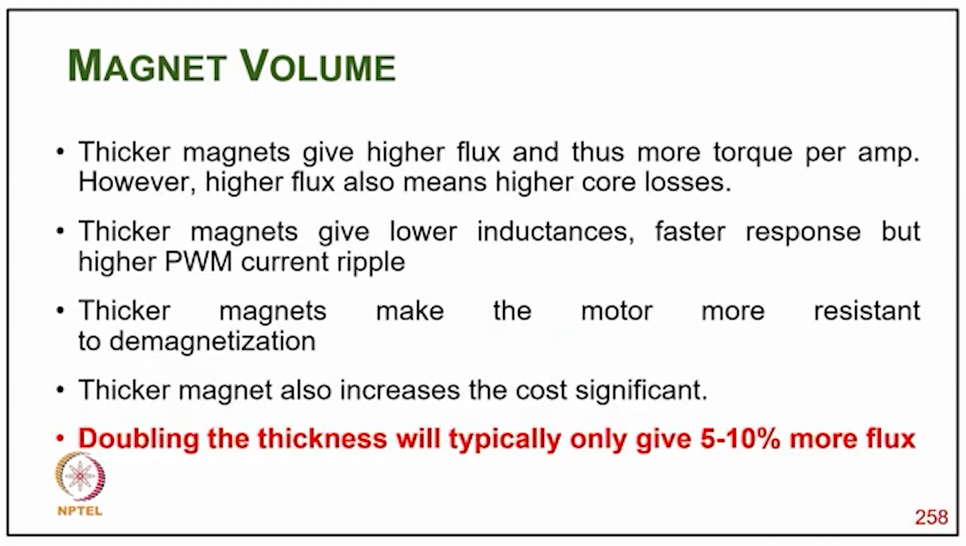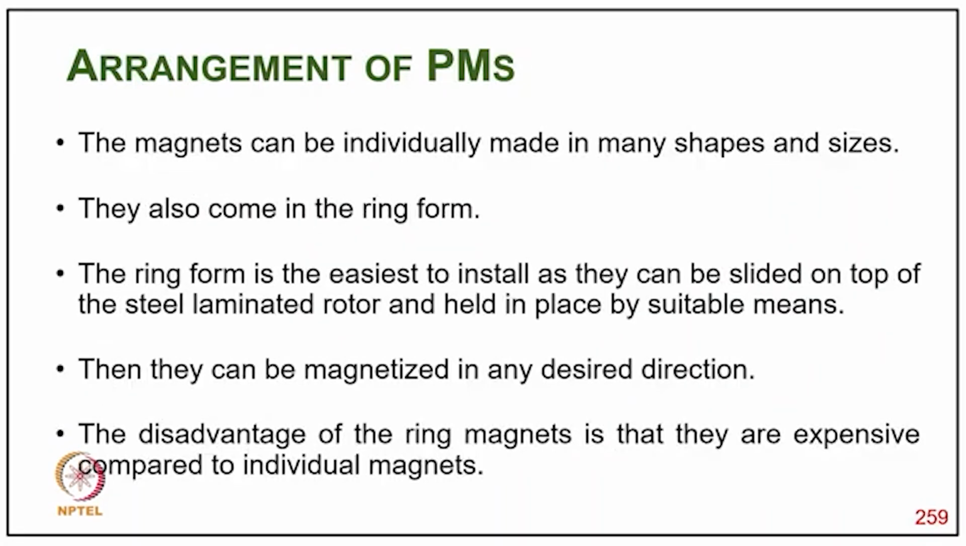So, thicker magnets give higher flux density and thus more torque per ampere. However, higher flux density also means higher core loss. Thicker magnets give lower inductance and faster response, but higher current ripple, and they make the motor more resistant to demagnetisation. Thicker magnets also increase the cost significantly. Doubling the thickness will typically only give 5 to 10% more flux.